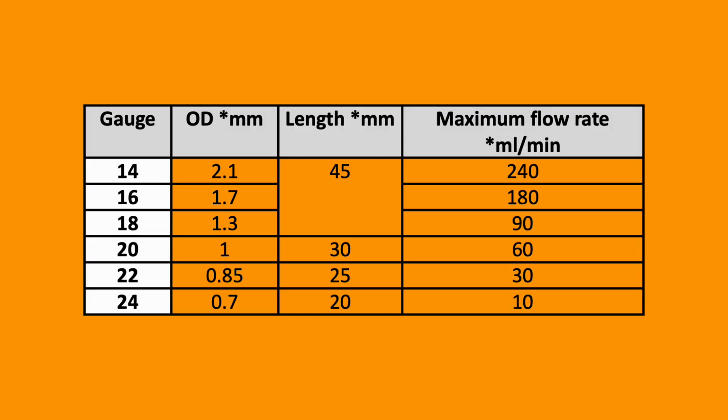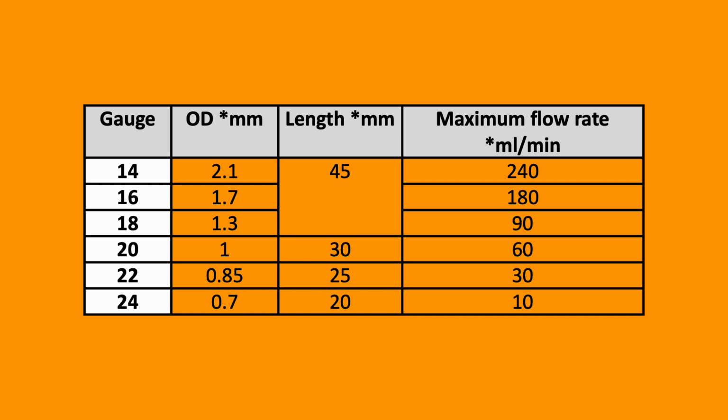Now we can further discuss this table. The maximum flow rates do vary based on the book you read. However, as the gauge increases, the diameter reduces and the length also reduces. The length between 14 and 18 gauge is approximately 45 millimetres. However, this does reduce for cannulas with a gauge of 20.